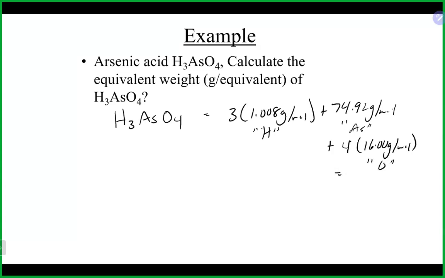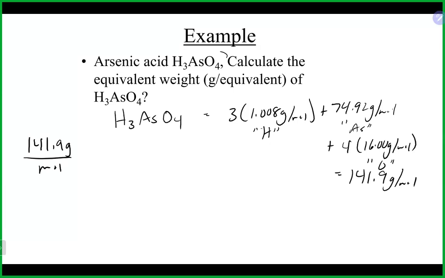And that's going to give us a molar mass here of 3 times 1.008 plus 74.92 plus 4 times 16, which gives us 141.9 grams per mole. Now, that is the molar mass here of it, which is 141.9 grams over moles.